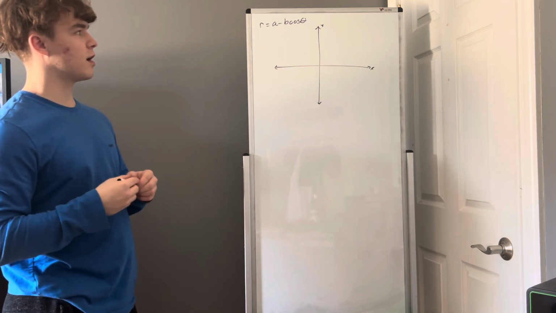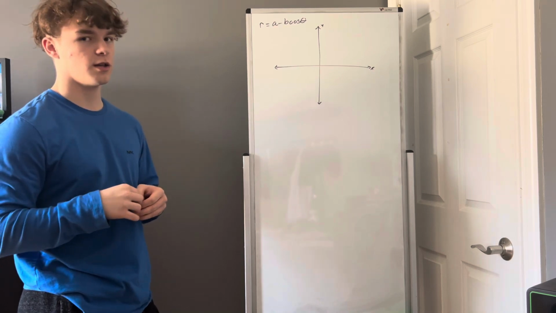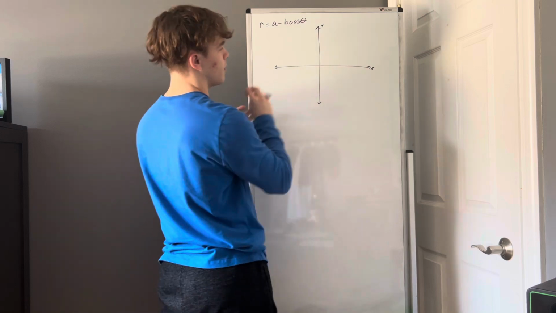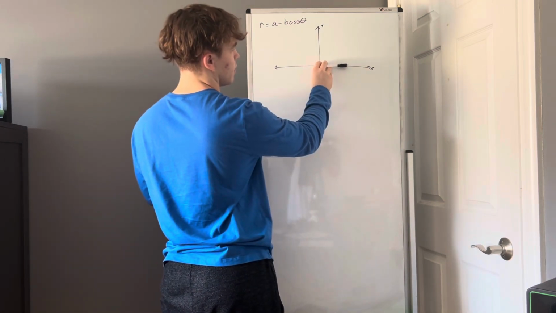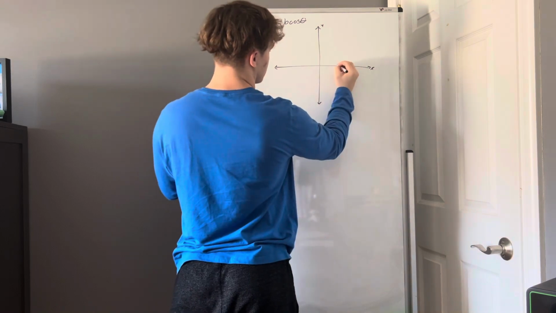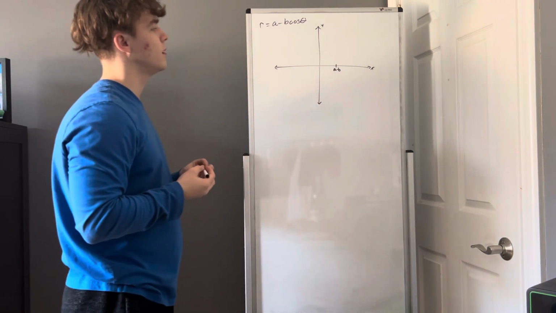When cosine theta equals 1, theta equals 0. I guess I should have said that in reverse. When theta equals 0, so we're pointing this way, cosine theta equals 1, we're going to have a point of a minus b on our x-axis. Easy.